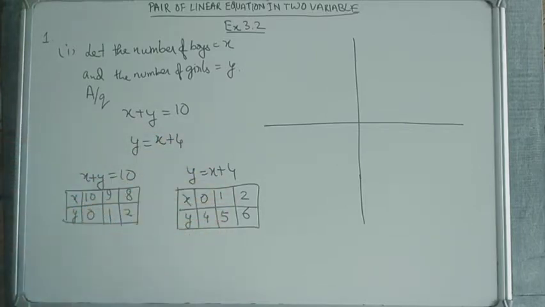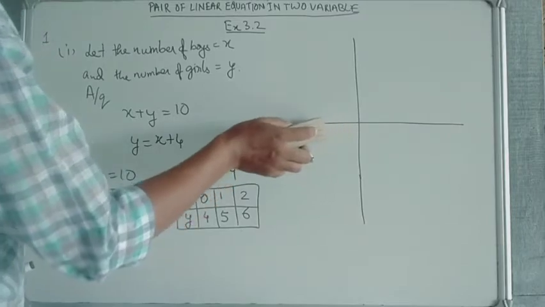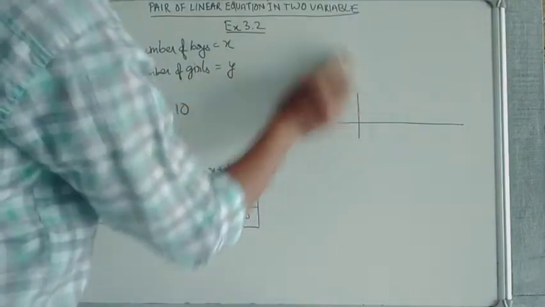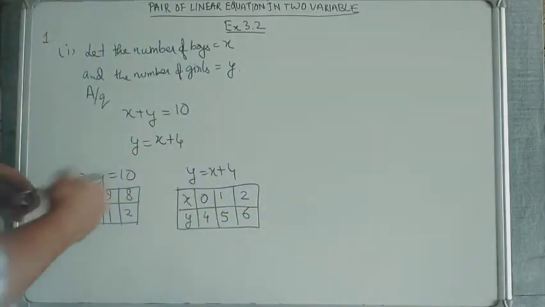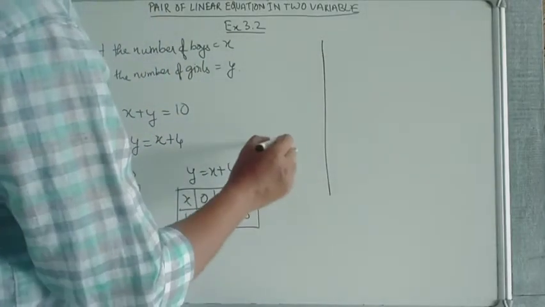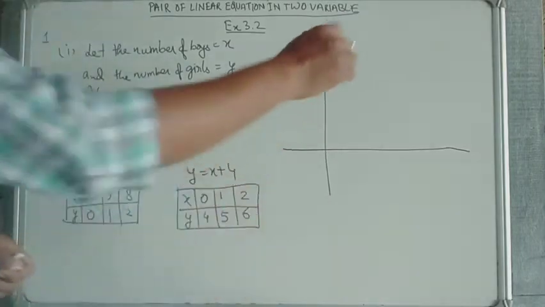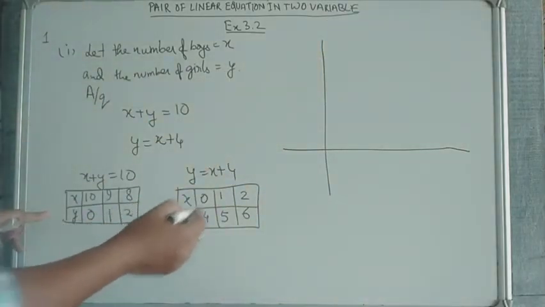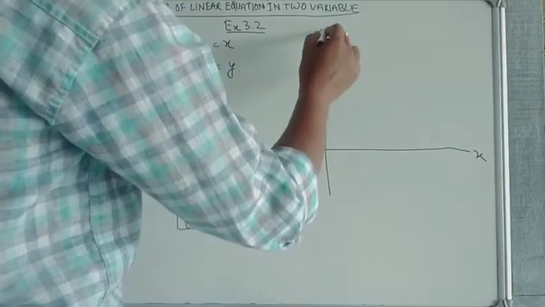Because these are all positive values, we will not go for the negative values. We don't need them. Only positive values, so we'll make a graph where the negative side is very small and the positive side is large. Now this is your x axis, this is your y axis.